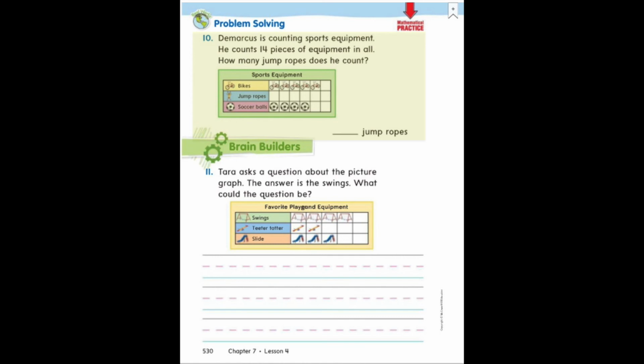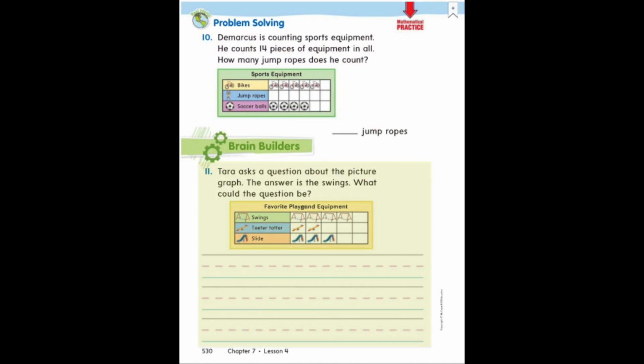Think of part, whole. The whole number is 14. One part is the number of equipment already shown in the graph, and the other part will be the number of jump ropes. Find the difference between 14 and the number already on the graph.